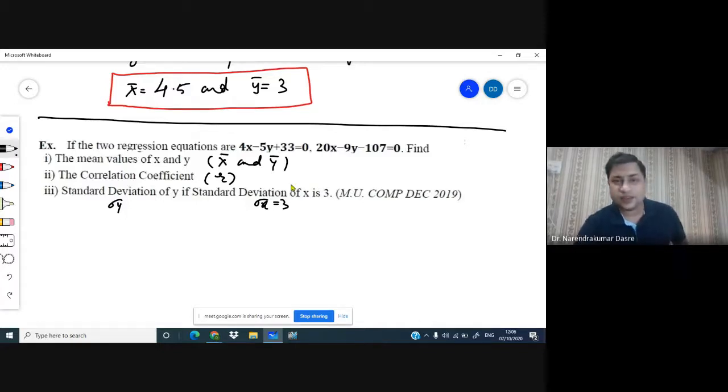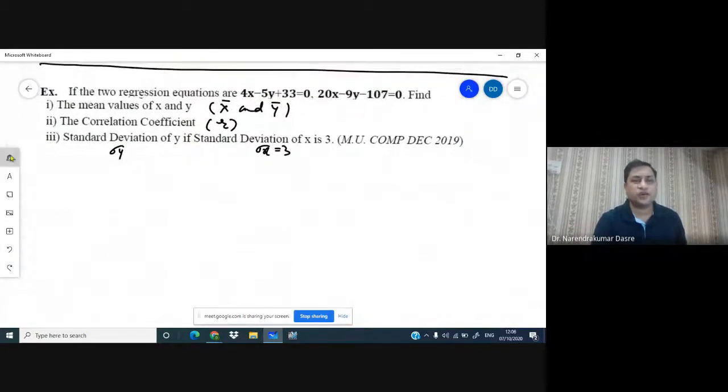And then it is given these are the two lines of regression. So again, we have to check how or what these lines are correctly. First we have to identify the correct lines of regression. That means which of these lines is for x on y and which line is for y on x. For that we just have to do some rough work.